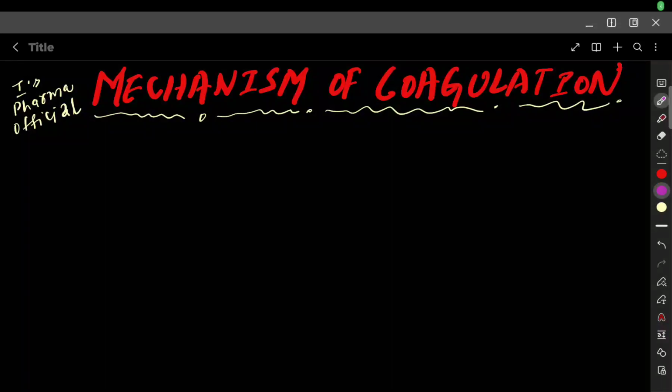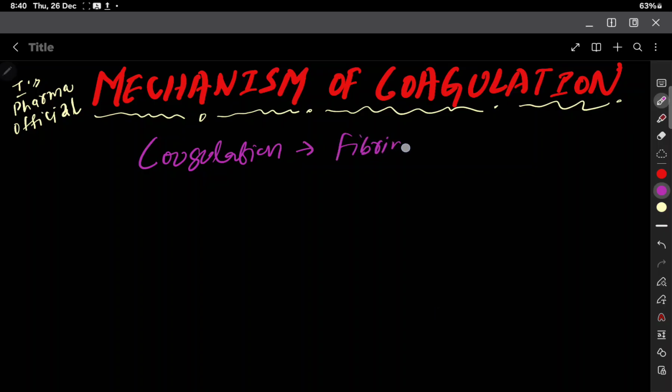In this video we will be going to study about the mechanism of coagulation involving the extrinsic and intrinsic pathways of coagulation and various coagulating factors which are important for the process of coagulation. So what is coagulation? Coagulation means the formation of the fibrin meshwork, which forms the clot and helps the body to prevent bleeding. So that is what coagulation is.